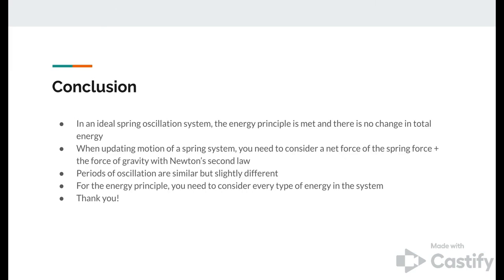So the conclusion: in an ideal spring oscillation system, the energy principle is met as we observed, and there's no change in total energy. The actual system was not ideal, but the model was. When updating the motion of the spring system, you need to consider a net force of the spring force plus the force of gravity with Newton's second law. The periods are similar but slightly different. And for the energy principle, you need to consider every type of energy in the system.